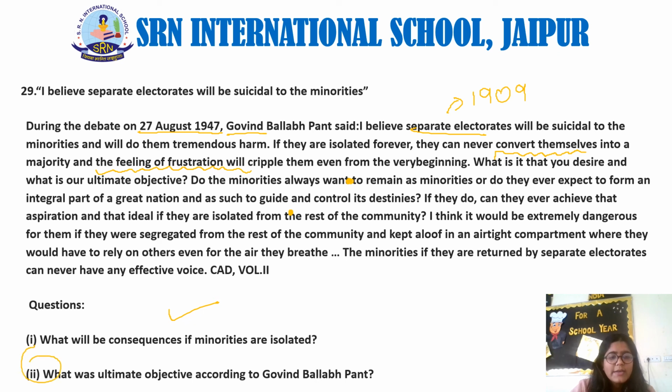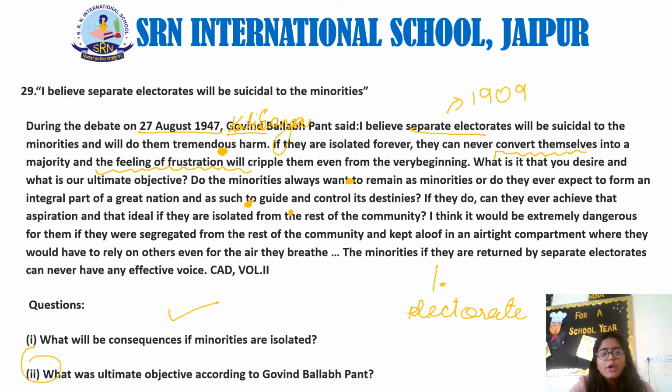The next question is related to what the ultimate objective was according to Govind Ballabh Pant. The ultimate objective of Govindji was that he wanted one nation where one electorate should be there. He never wanted that only a Muslim leader can come up for Muslim people and only Muslim people can vote, or a minority leader can come up and only the minority can vote. He didn't want that. He wanted a unison electorate and people to live in a similar community with a united feeling. I hope this is clear to all of you.